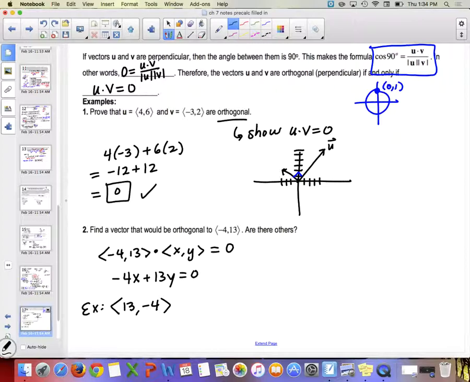Because you'd have -4 times 13 is -52, and 13 times -4. Wait, hang on. Is it negative? So it'd have to be +4. See, -4 times 13 plus 13 times 4. Does that make 0? Sure.